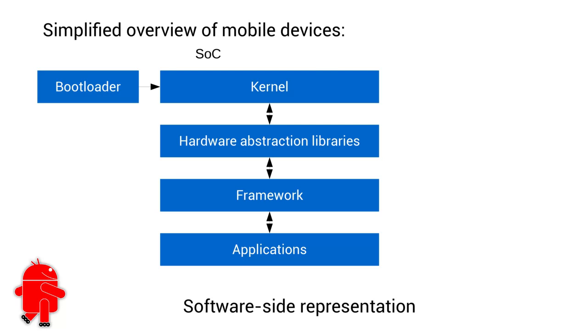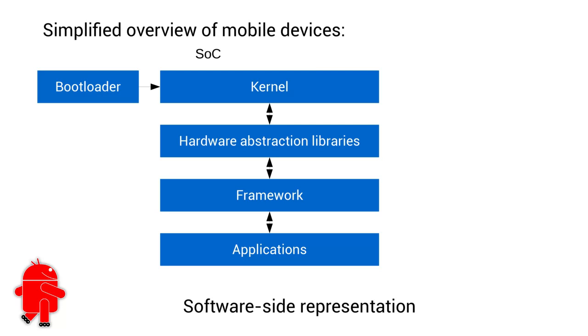So at the very beginning we have the bootloader, which is the first software that is executed at boot. So it's in charge of bringing up the hardware, setting up everything that needs to be set up when the device starts. After a short period of time, it will load and run the kernel, which is the Linux kernel. So at this point, the operating system started.